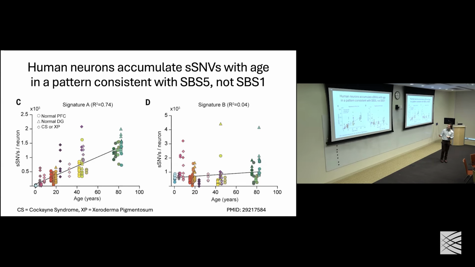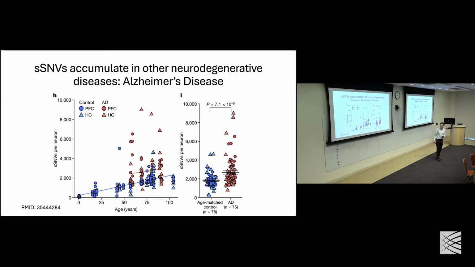So we wanted to go back again to Alzheimer's disease. And here we saw a similar phenomenon. Here we have neurons from the prefrontal cortex and the hippocampus in both control and Alzheimer's disease, and we see age-related accumulation in both. But in this red line, you could see that the Alzheimer's disease individuals have more mutations than their neurotypical counterparts. On the right side, if you normalize for age and just do a head-to-head comparison, we see on average Alzheimer's disease neurons have more mutations.